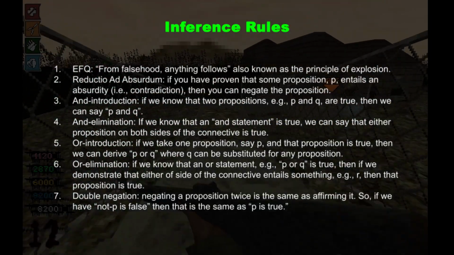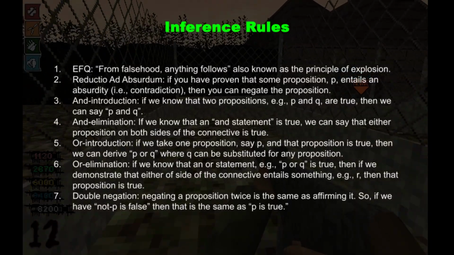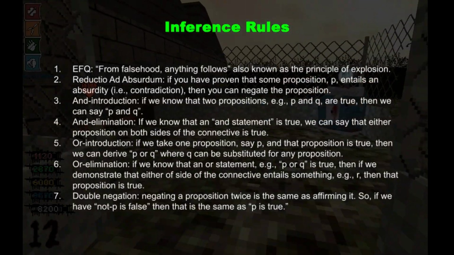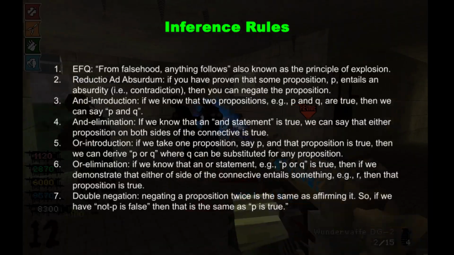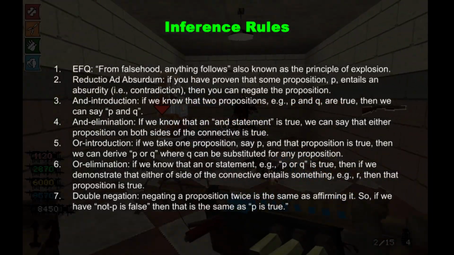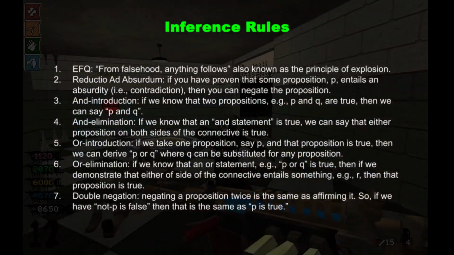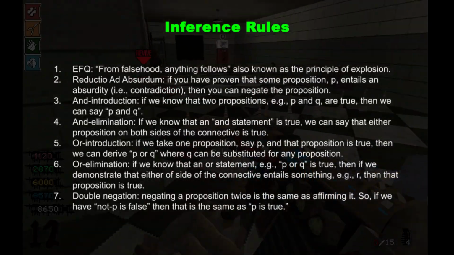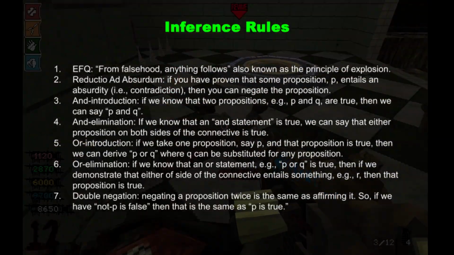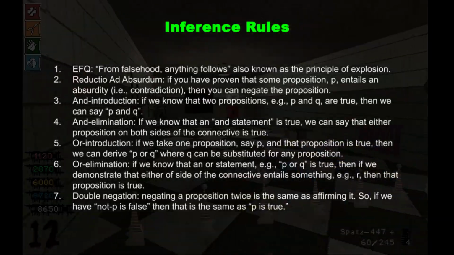So, let's say P just represents turtles are real. If you have not P, you're just negating that statement. But then if you have not not P, that being a double negation, you're back to affirming that statement. So not not P is false is the same thing as P is true.